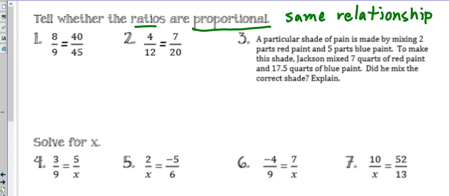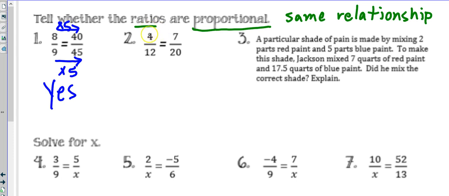The first example: 8/9 is equal to 40 over 45. For this one, I'm going to look for a horizontal relationship because I can see 8 and 40, 9 and 45. I can see that both of them have a times 5 relationship, because there's 5 times as many 8s, 8 times 5 is 40, and there's 5 times as many 9s to get 45. So this is proportional, and I can prove it this way. Let's take a look at number 2.